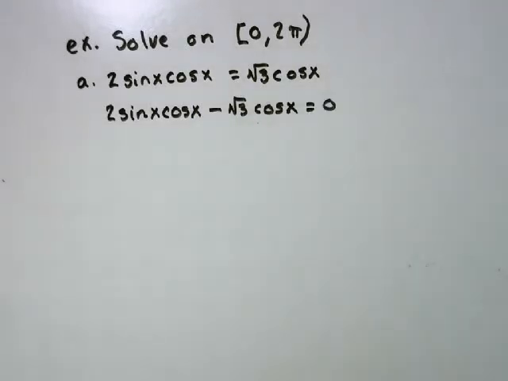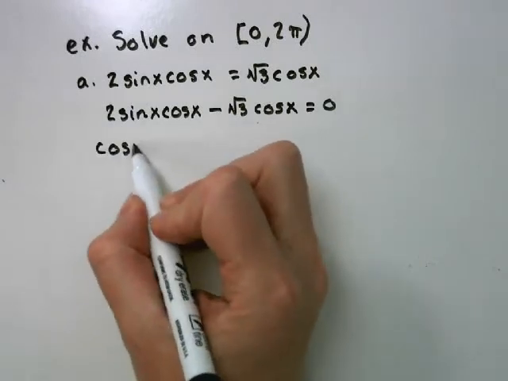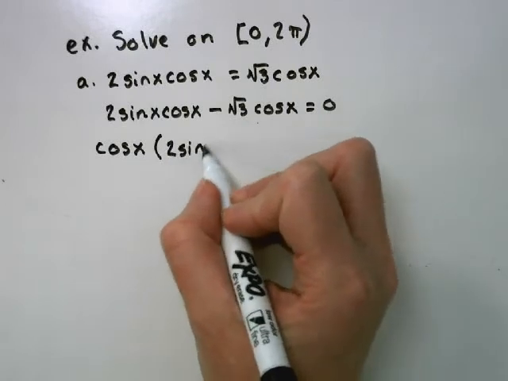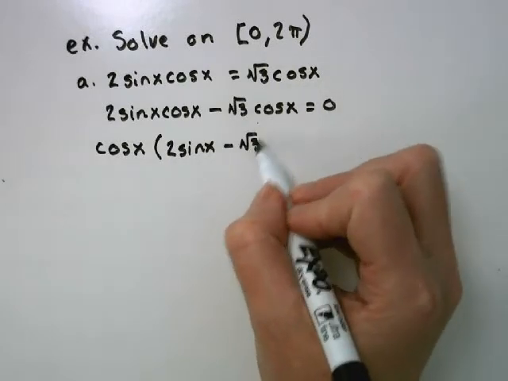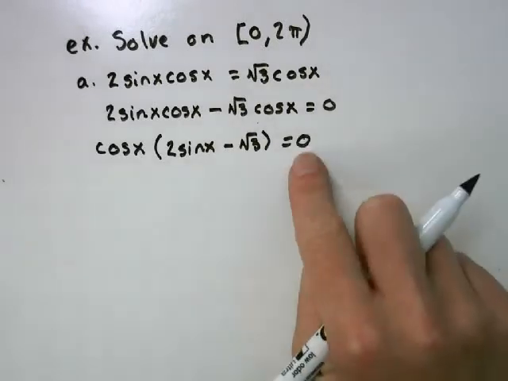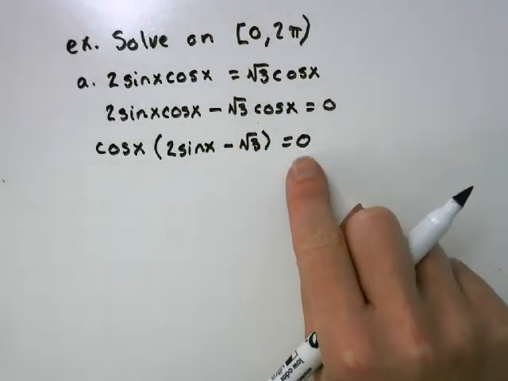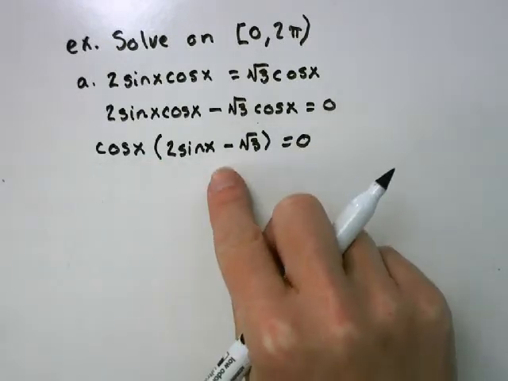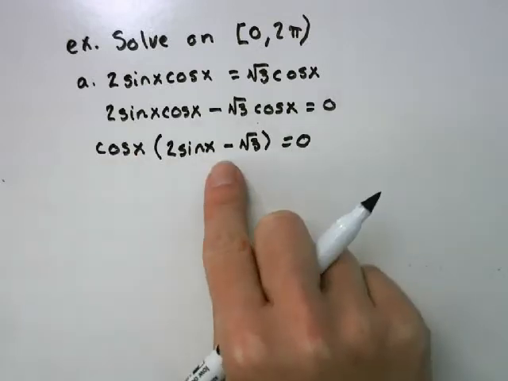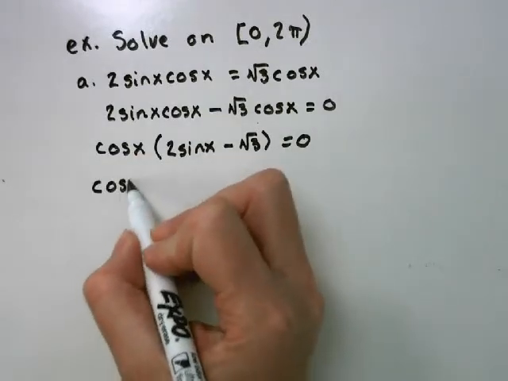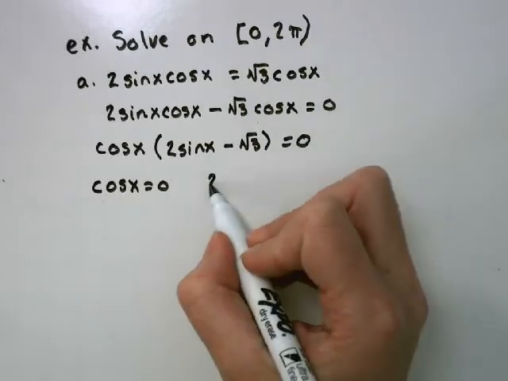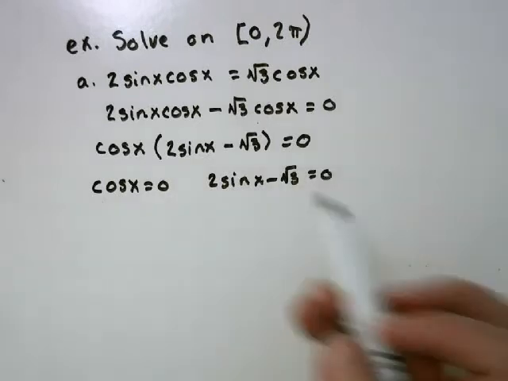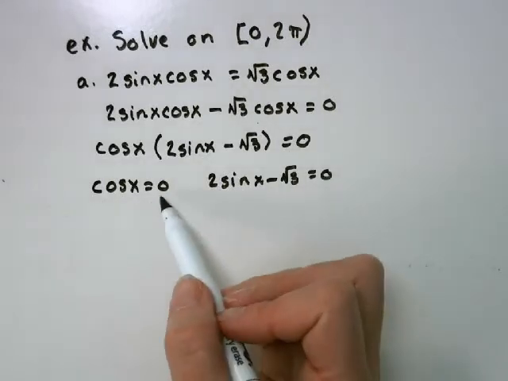Okay, then what I can do is factor out that cosine. That's going to leave me with 2 sine x minus root 3. Now using the zero product rule, and it only works if this is 0, that means if this is 0, one of these two things is 0, or anything that makes this 0 or this 0 are solutions to this equation. So either cosine of x equals 0, or 2 sine x minus root 3 equals 0. So we'll deal with each of these individually.